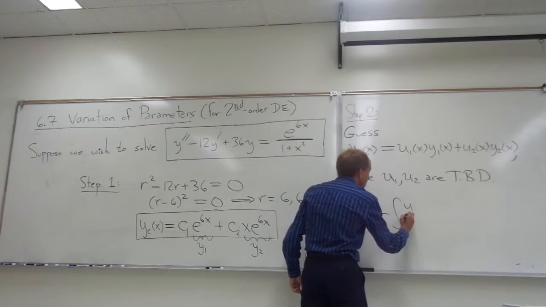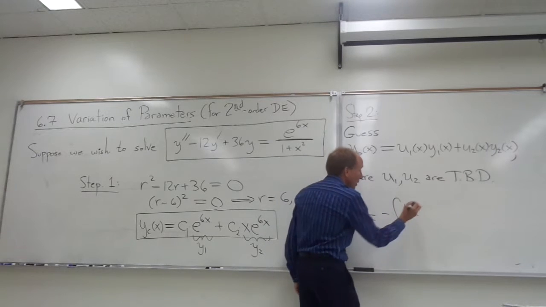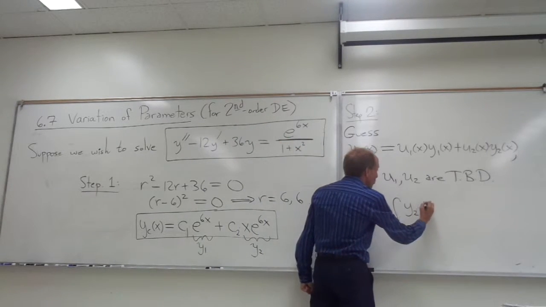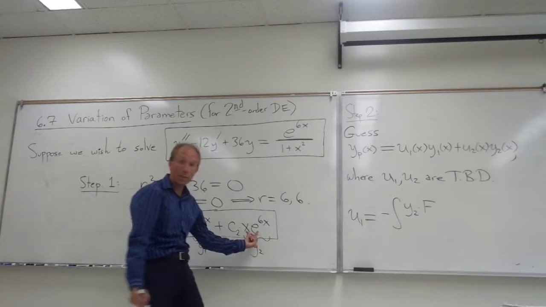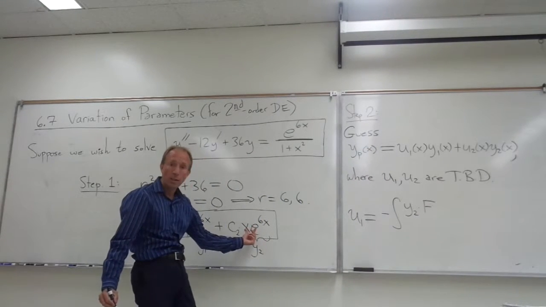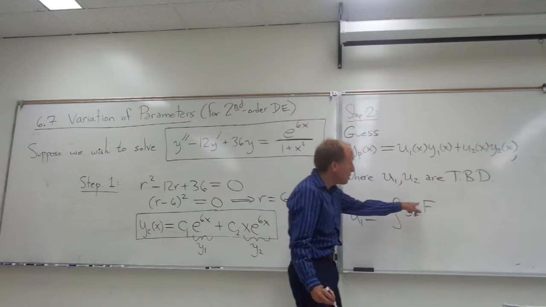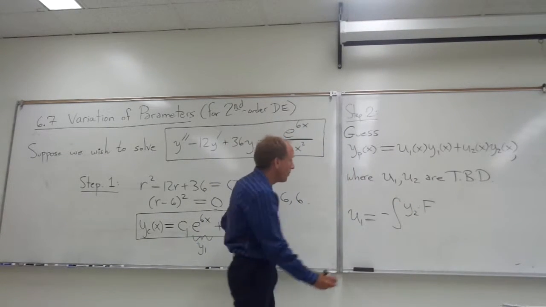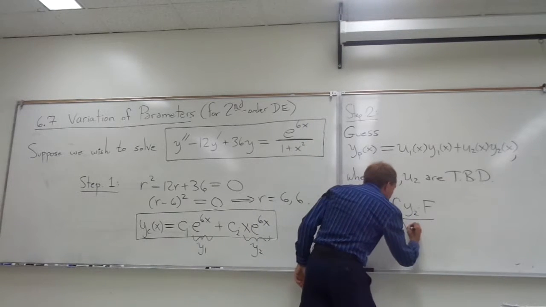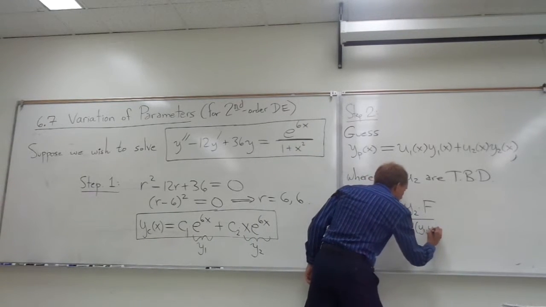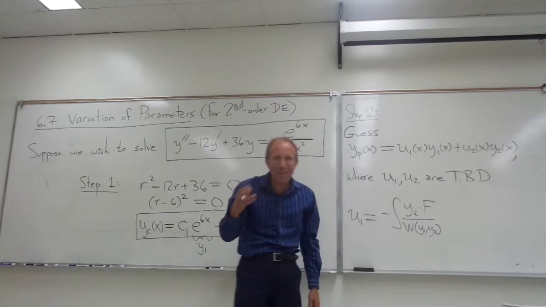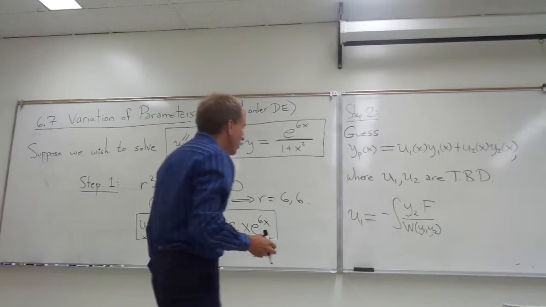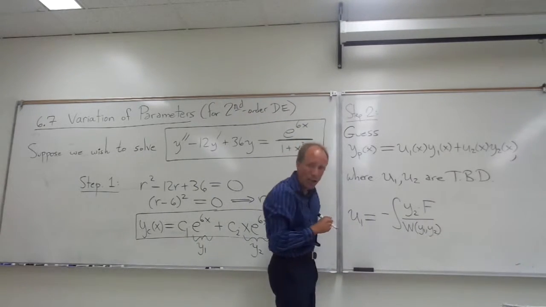U1 is going to be negative the integral. So yes, you're going to have to do some integration. Negative the integral of y2, the second function that was in our original complementary solution, times f, which is the function on the right-hand side of the differential equation, all divided by the Wronskian of y1 and y2. So the Wronskian is going to make a reappearance in this section as well. Okay, so that's the formula for U1.